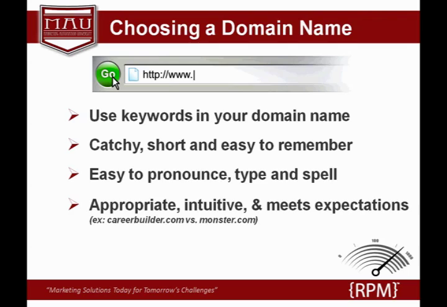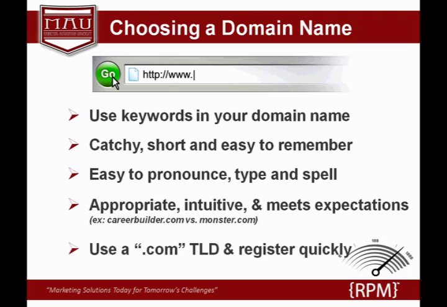For example, careerbuilder.com versus monster.com. CareerBuilder's name gives you a good idea of the purpose of the site. Monster leaves you guessing and requires hefty branding efforts to be successful. If possible, get a .com TLD and register it quickly because they go pretty fast. That doesn't mean you shouldn't use a .net or a .org. It just means that people tend to add more value and credibility to .coms over the others.